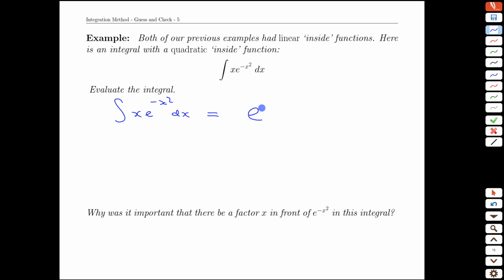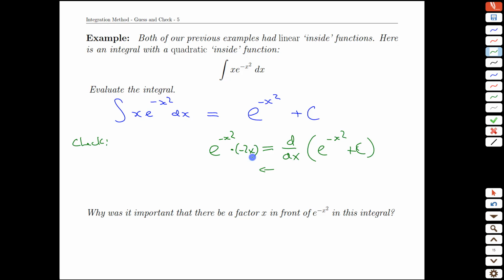My guess is we're going to see something like e to the negative x squared back, possibly plus a constant. How do we know if that's right or not? We check. We're going to take the derivative of e to the negative x squared plus c. So we're going to differentiate this and work our way back. The derivative of the exponential is e to the negative x squared, but times the derivative of the inside, which would be negative 2x.